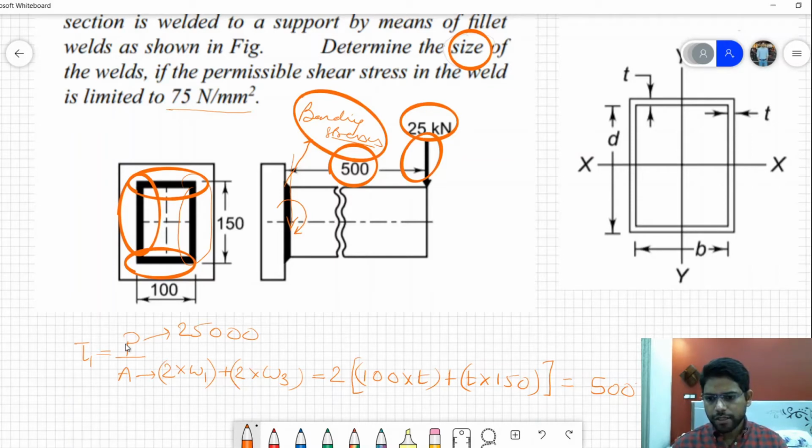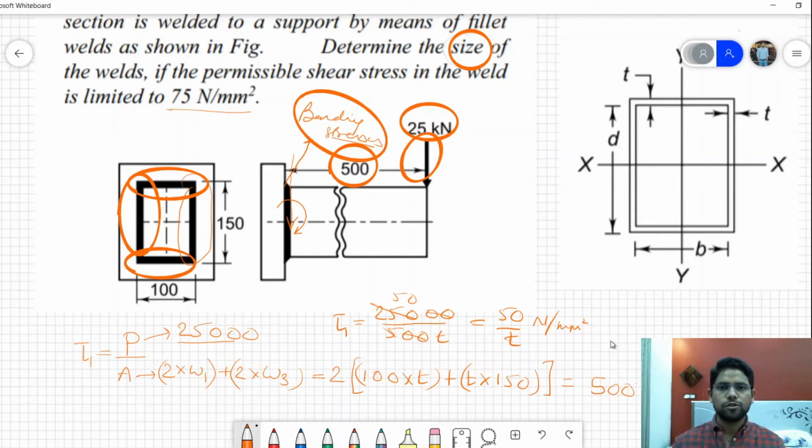Now you know what your load is, that is 25,000. So your primary shear stress will be equal to 25,000 divided by 500 T. This will be equal to 50 divided by T Newton per mm square. So till now we have already calculated the primary shear stress. Now the next thing is to calculate the bending stresses because of this bending moment.